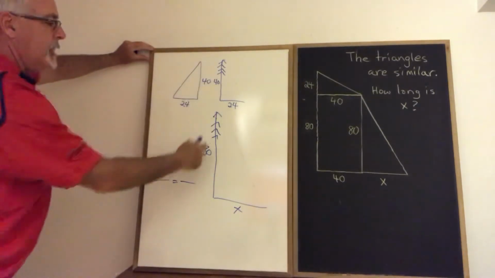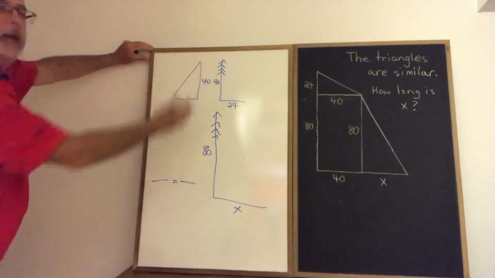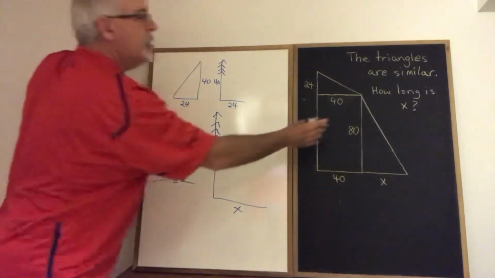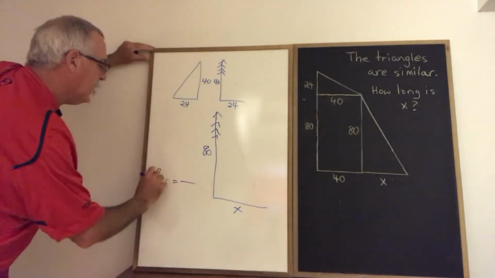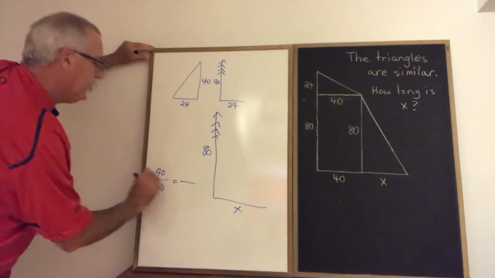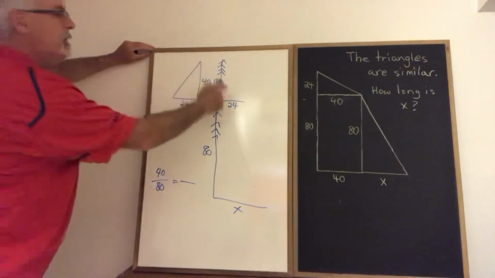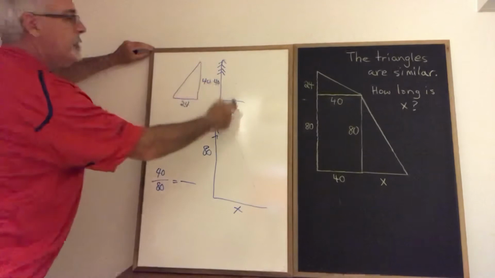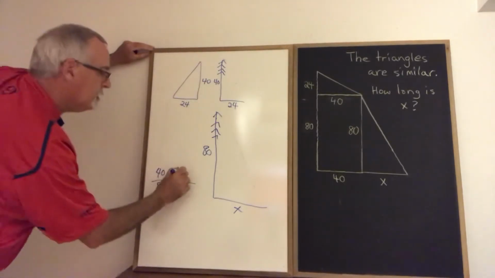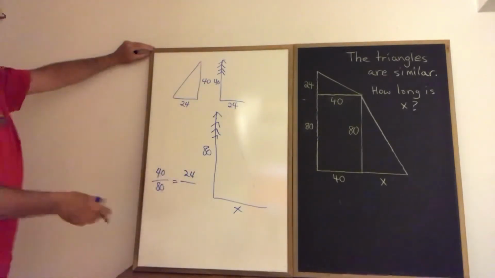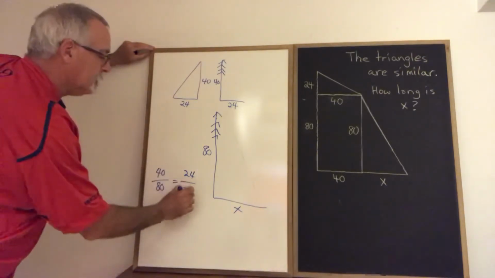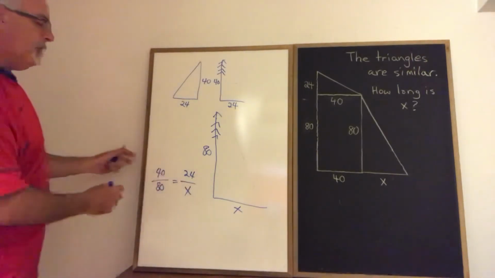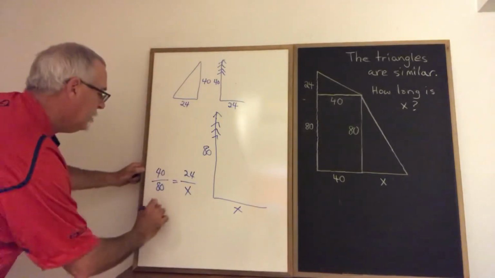The 40 and the 80 are both heights of the tree, or if you wish, they're both the medium length sides of their respective triangles, so I'll put them together. And then the 40 and the 24 are both from the same triangle, so they also have to be together because this is a direct proportion. And therefore x goes in the last remaining spot. I will solve by cross multiplication.